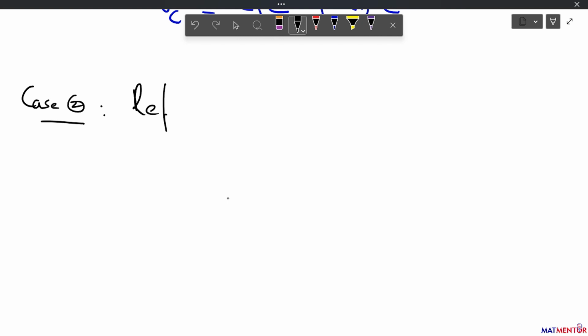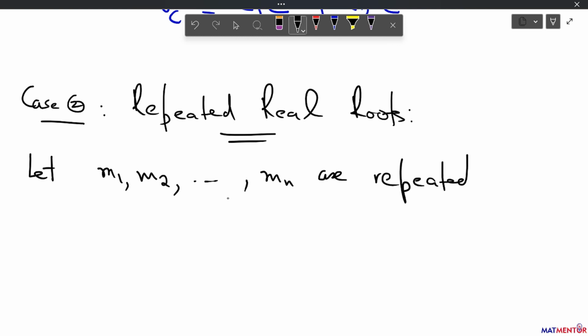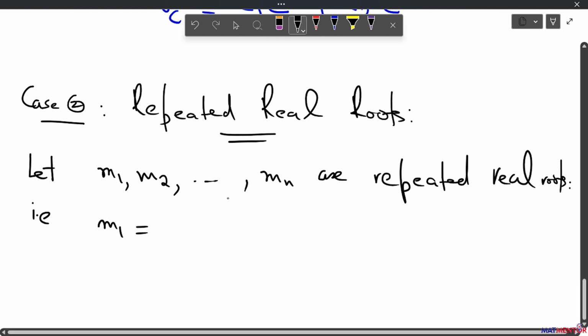Case 2: repeated real roots. Let m1, m2 up to mn be repeated real roots. That is, if they are repeated, it means they are the same. It means all are equal: m1 equal to m2 equal to m3 up to mn.